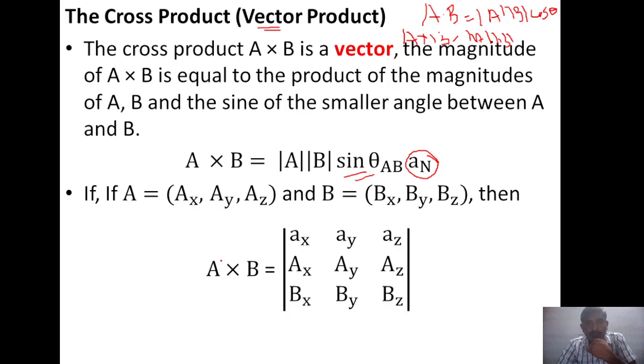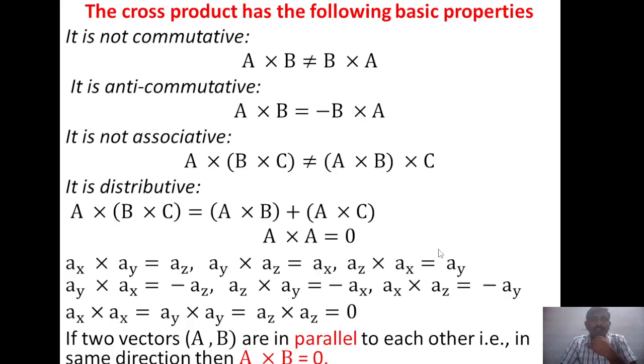We can easily write A cross B in matrix form: the first vector AX, AY, AZ, and similarly the second vector. In the scalar product we defined AX dot AX equal to 1, but here it is 0. We'll see the properties.